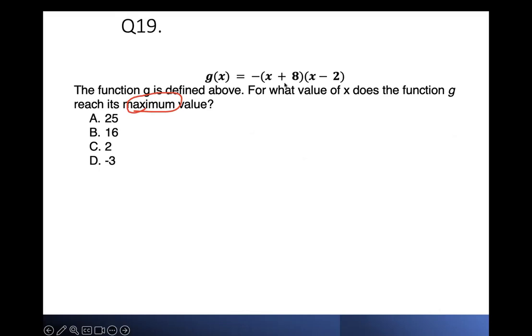They say find the value of x that will give you a maximum value. If you draw the quadratic, whether it's facing up or down, here is the maximum value. And the maximum value occurs at a certain x. And that x is the vertex, the x of the vertex.